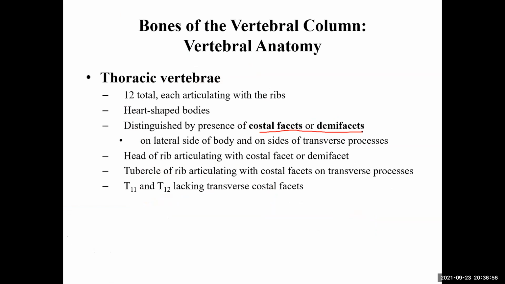So in the thoracic vertebrae, these costal facets and demifacets are basically going to be found on the sides of the vertebral body and the sides of the transverse processes, because that's where the rib is going to articulate. Specifically the head of the rib, that's the rounded edge of the rib. We'll talk about that later when we're talking about the ribs. So the head of the rib is either going to articulate with the costal facet or a demifacet.